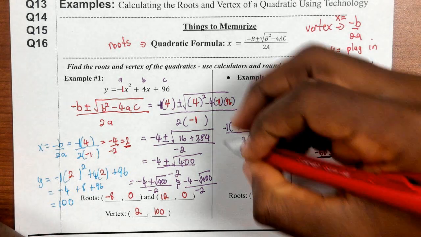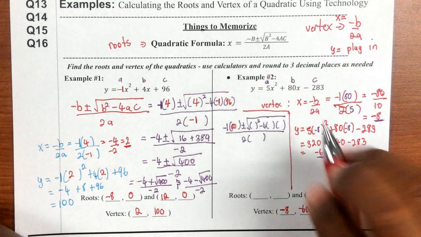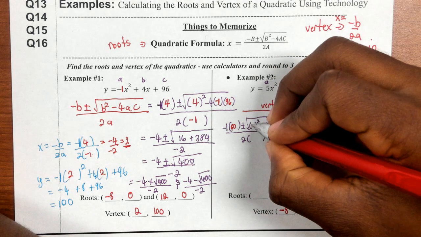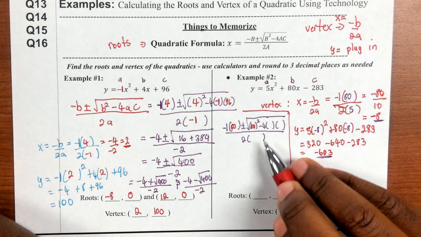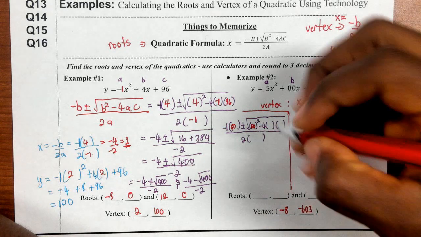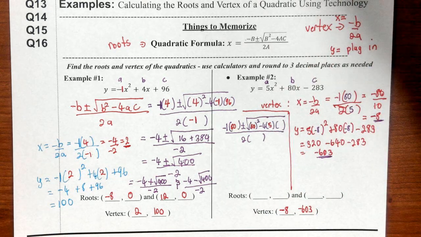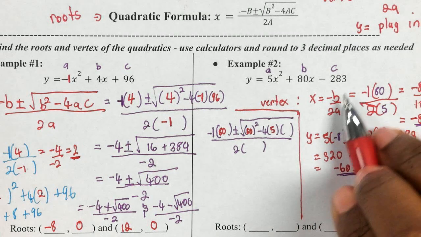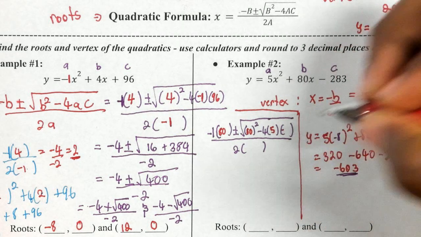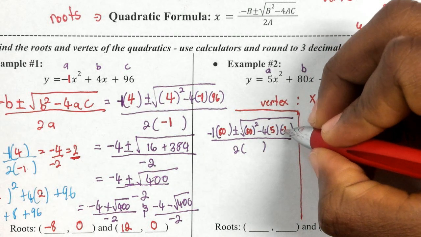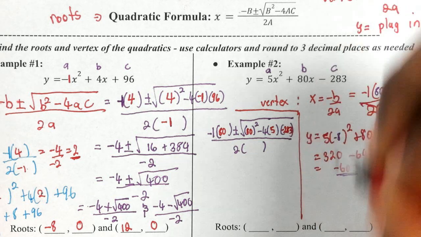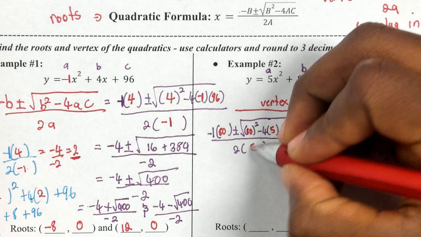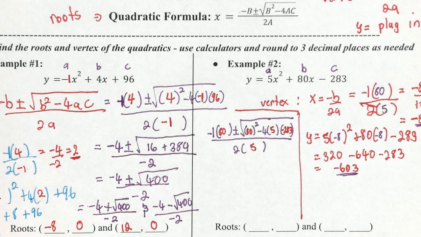So my b is 80. My b again, which is what I would plug in here, is 80. My a is 5. My c is negative 283. And my a again is 5. Now I'm going to put this in my calculator.